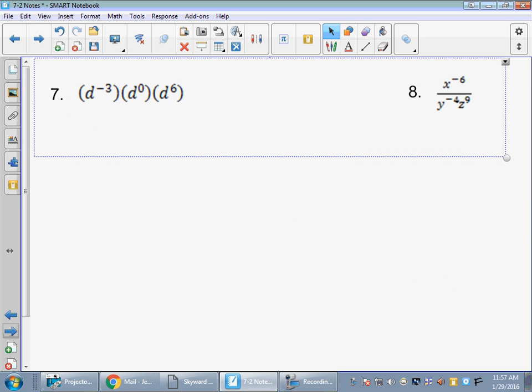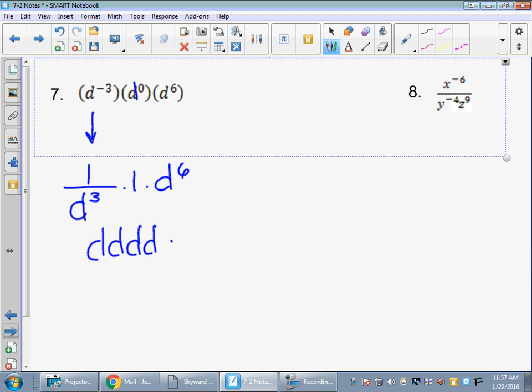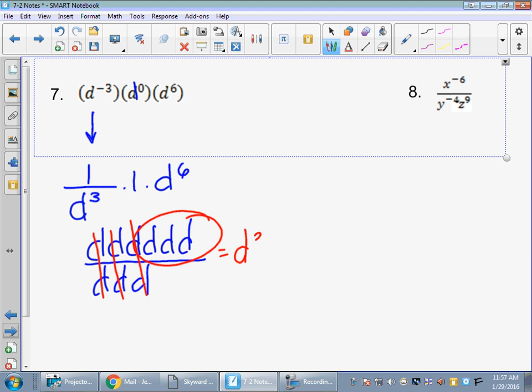All right, we are almost there. Number 7. For number 7, I got d to the negative 3rd. So that's actually going to become 1 over d to the positive 3rd. D to the 0 just becomes a 1. And then d to the 6th. So I have 6 d's on top, 3 on the bottom. And when I expand that out, 3 of them simplify to 1. I am left with a d cubed.